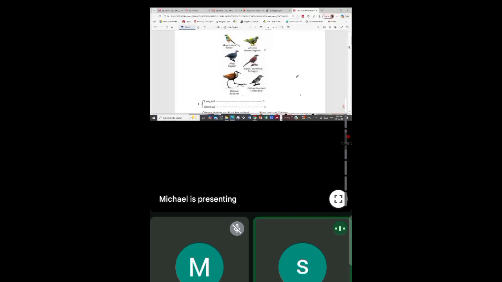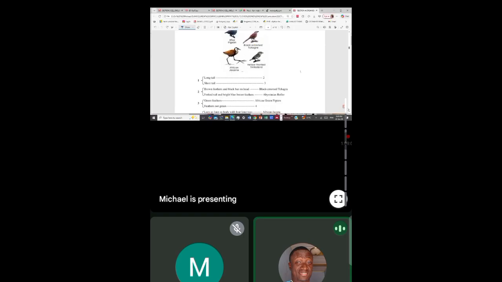Abyssinian roller. And what else? And black crowned chagra. Okay, chagra. So the Abyssinian roller and the black crowned chagra. So you see, when you look at them, they are the two that have a long tail. But this has to lead to what? There will be another lead that will help us to know the differences, whether it's the Abyssinian roller or the chagra. So if we are to make this a numbered key, as you know.